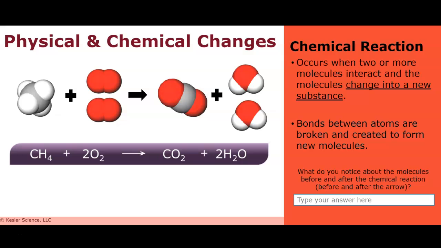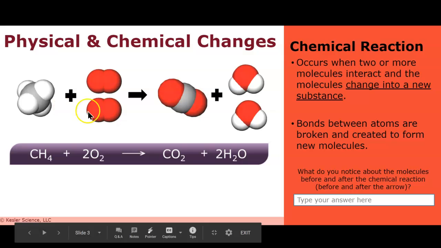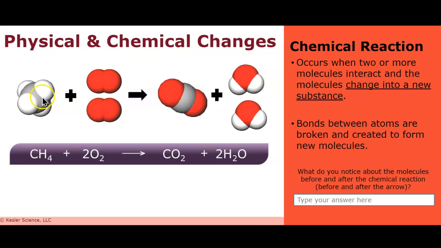So in a chemical reaction, if you see here, we have two different molecules. These molecules are taken apart in a chemical reaction, and that's what this arrow indicates, and then become two different molecules than what you started with. They're interacting and they're changing into a new substance. So the bonds between the atoms are broken and they're created to form new molecules.